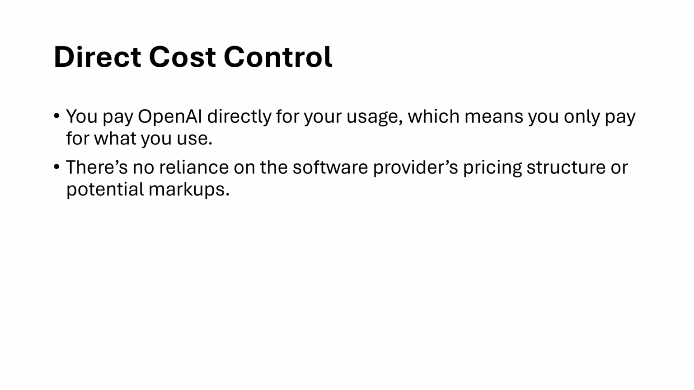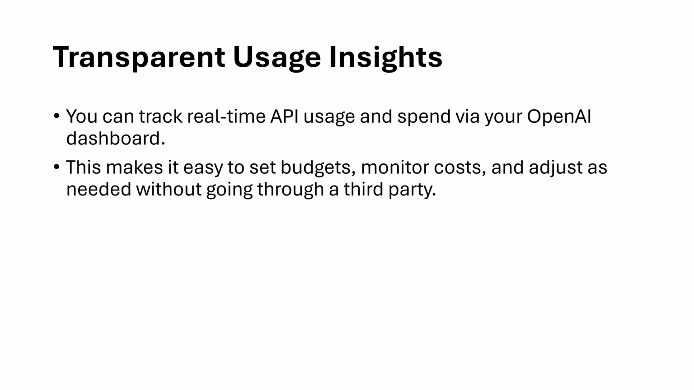usage, which means you only pay for what you use. There's no reliance on the software provider's pricing structure or potential markups. There's transparent usage insights. You can track real-time API usage and spend using your OpenAI dashboard. This makes it easy to set budgets, monitor costs, and adjust as needed without going through a third party.